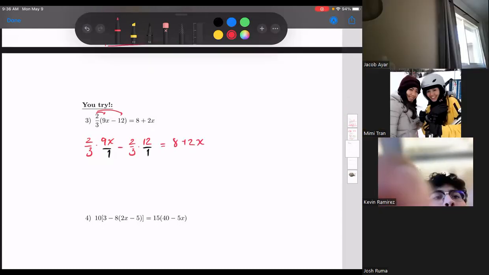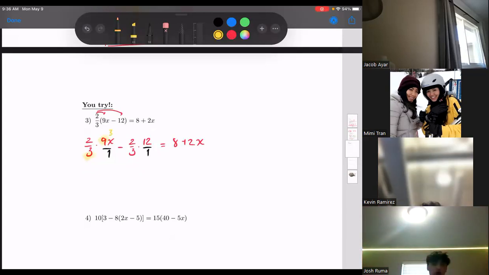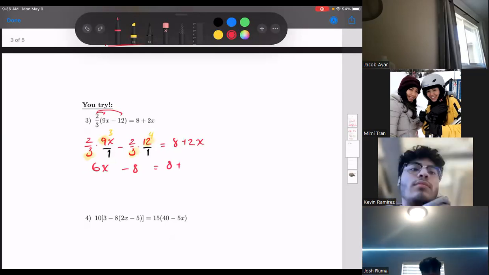The 9 and the 3 give me 3 on the top, right? So 2 times 3 is 6x. 12 divided by 3 is 4. So I got 4 on the top. 2 times 4 is 8. So 8 plus, oh, not 12, 2x.